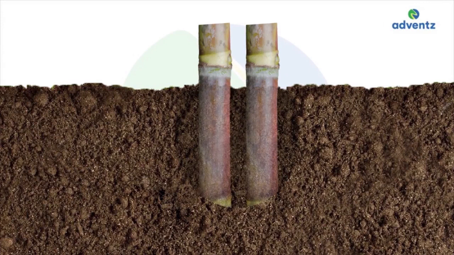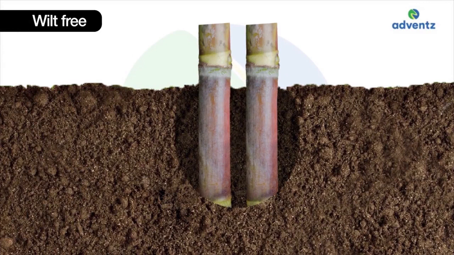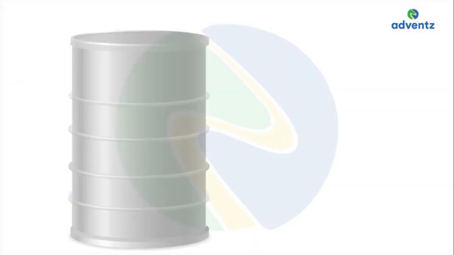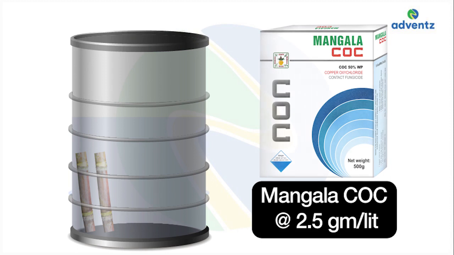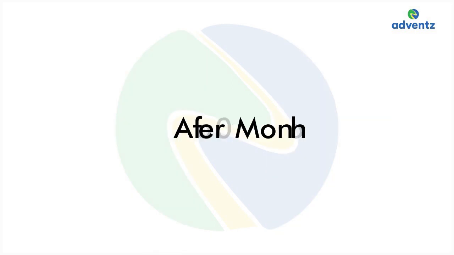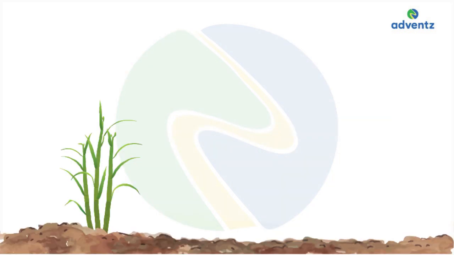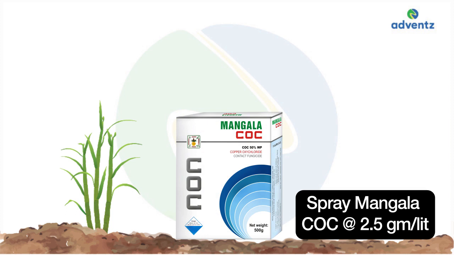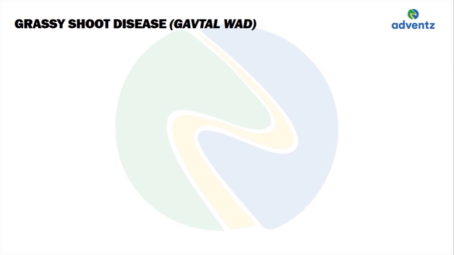To manage wilt, we need to use wilt-free planting material. Then we need to treat the sets by putting them in a solution of water with Mangala COC at the rate of 2.5 gram per liter. And after 1 month of planting, we again need to spray the crops with Mangala COC at the rate of 2.5 grams per liter. The next disease that we talk about is called grassy shoot disease or Gaftalwad.